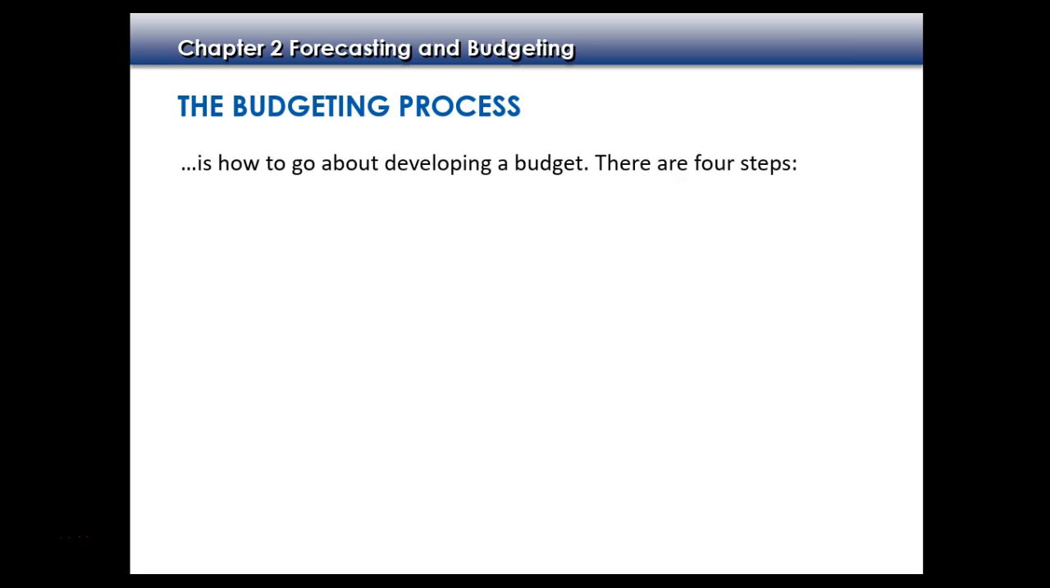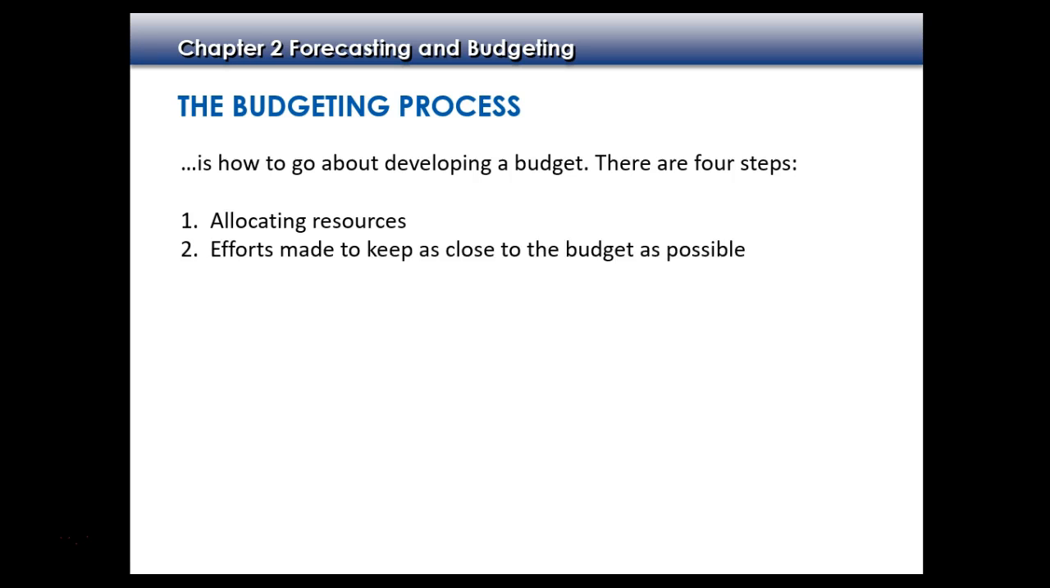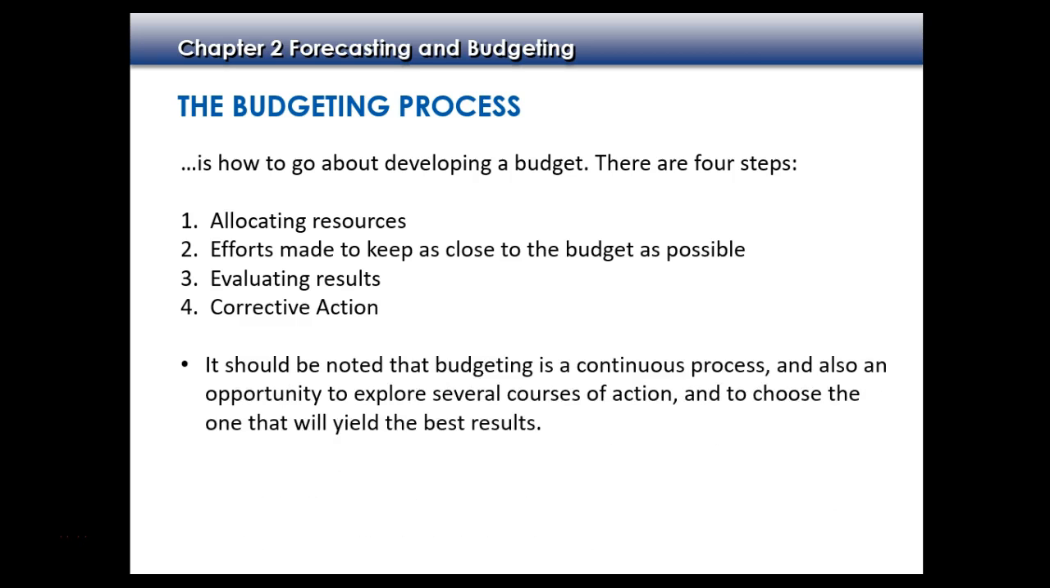Now we're going to talk about the budgeting process. It's just how to go about developing a budget. There are 4 steps involved. We need to allocate the resources. Where is it all going to go? And then the effort made to keep as close to the budget as possible. What are you going to do in order to make sure you stay close? Then you're going to evaluate the results and then take any corrective action needed.